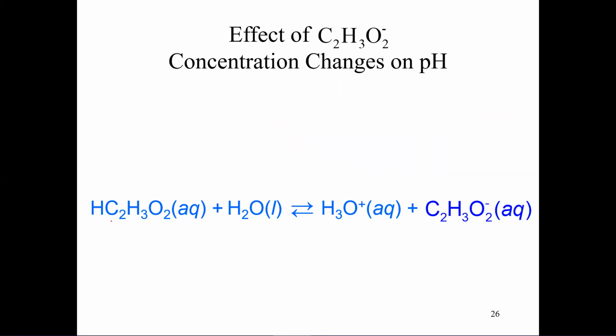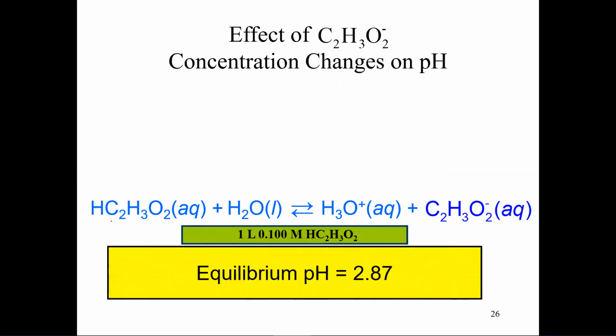The effect for this is acetic acid, and this is the lab that we're going to be doing next week. Concentration changes on pH. So essentially you start off with 1 molar, and the pH at equilibrium is 2.87, and this is called a weak acid because of that. 2.87 is a weak acid, whereas if the pH was equal to 1, that would be a strong acid.